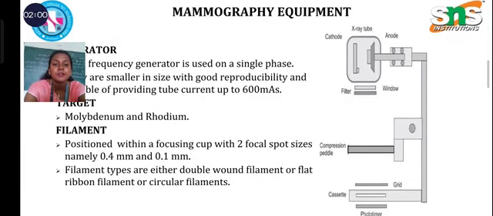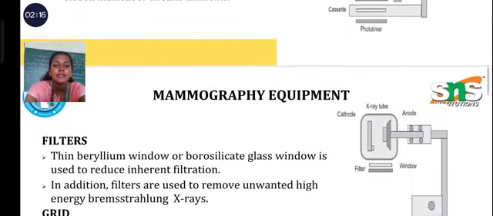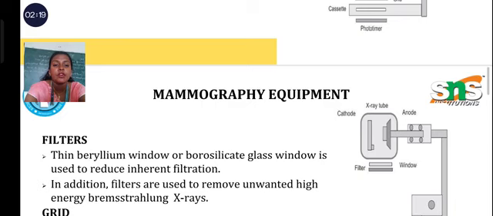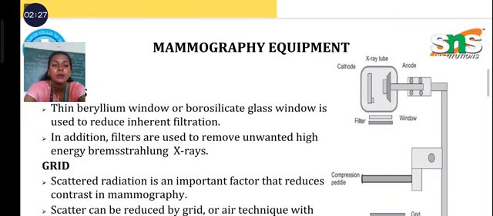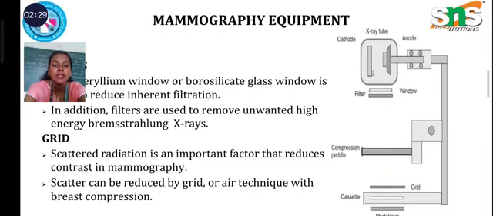Filament. It is positioned within a focusing cup with two focal spot sizes, namely 0.4 mm and 0.1 mm. Filament types are either double wound filament, flat ribbon filament or circular filaments. Filters. A thin beryllium window or borosilicate glass window is used to reduce inherent filtration. In addition, filters are used to remove unwanted high energy Bremsstrahlung X-rays.